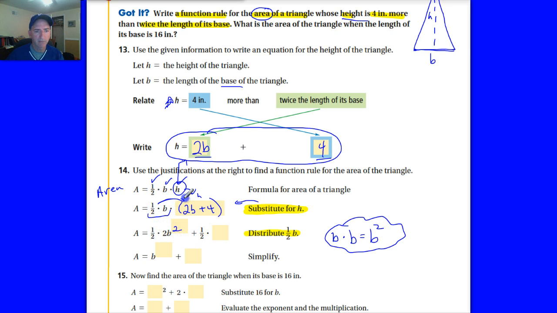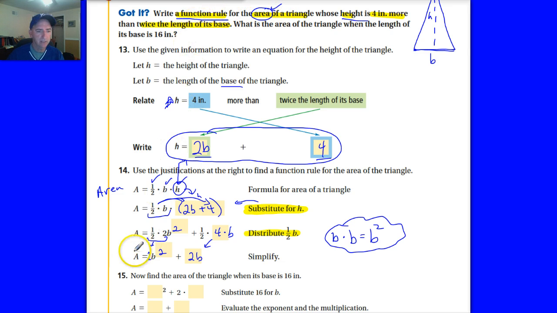Plus, now you have to go 1/2 b times 4. Well, there you have 1/2 times 4 times b. Okay, because you have to multiply 1/2 b times 4. 1/2 times 4b. And 1/2 times 4 is 2. And you still got the b. And then that's just b squared. The reason there's nothing here, 1/2 times 2, is 1. So you just write a equals b squared plus 2b. Okay, that's the function rule for the area of the triangle.